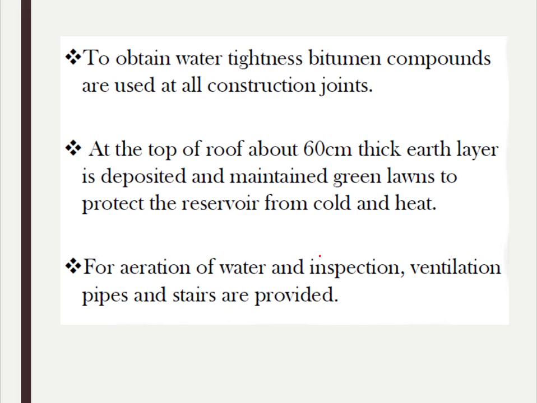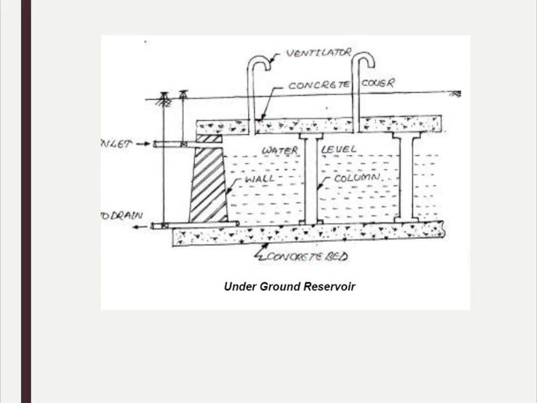If I am using the top for different purposes, then we have to lay a concrete roof of around 60 centimeter or 6 centimeter thick. For aeration, we require an inspection or ventilation pipe. This is the schematic diagram of an underground reservoir.